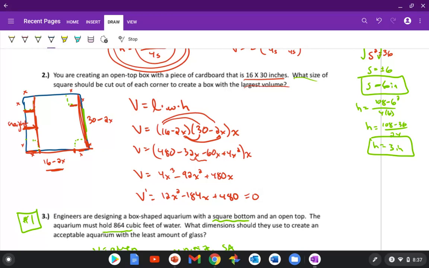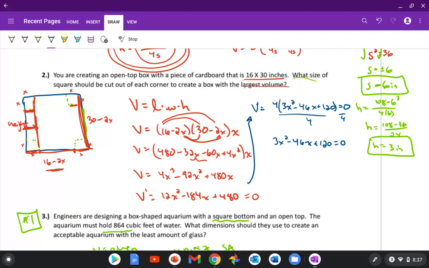There is a common factor we can pull out of that, and that is 4. So if we pull out a 4, we'll have 3x squared minus 46x plus 120 equal to 0. We then can just divide out that 4. So we're left with 3x squared minus 46x plus 120 equals 0. All right, now you would want to try to actually factor this. I don't think you're going to have a lot of luck factoring that.